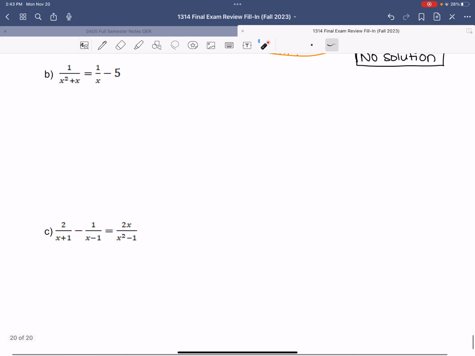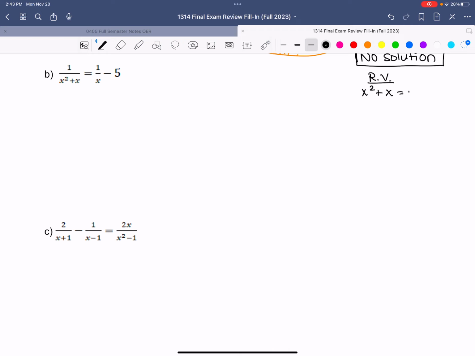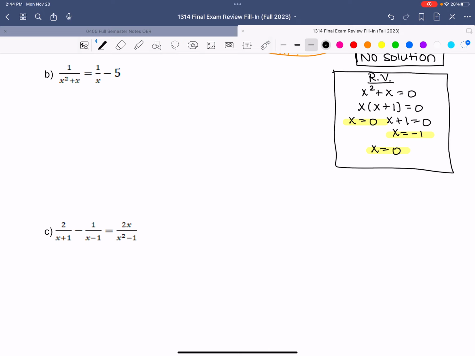Okay, so let's look at letter B. So same thing, we need to write our restricted values over here. So I'm going to take x squared plus x, set that equal to 0. And I'm going to factor out an x and get x times x plus 1. So when I set these equal to 0, I get 0 and negative 1. So these are two restricted values there. And then I need to set also x equal to 0, which, of course, is already solved. So there you go. So these are our restricted values for this problem, okay? So as long as our answers aren't either one of those, 0 or negative 1, we're good to go.